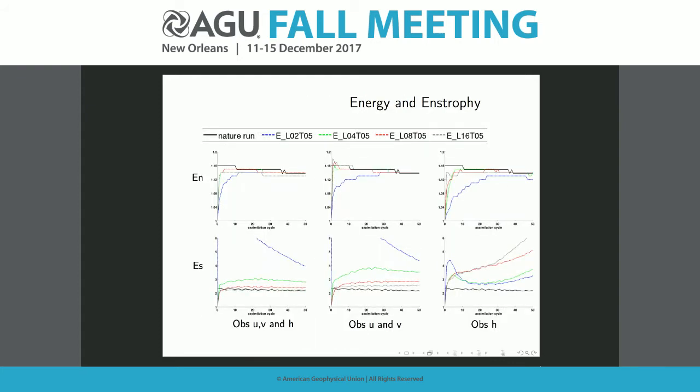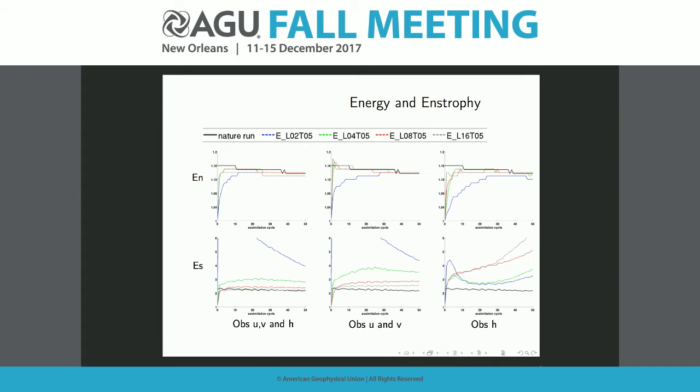Okay, so doing twin experiments now, where we would perturb the observations and assimilate them back into the model, we looked at what is happening depending on what we observe. So if we observe U, V, and H, we get the first column. If we observe U and V in this two-dimensional shallow water model, we get the second column. And if we observe H only, we get the third column. And what I'm showing here is the energy in the top row and the entropy in the second row.